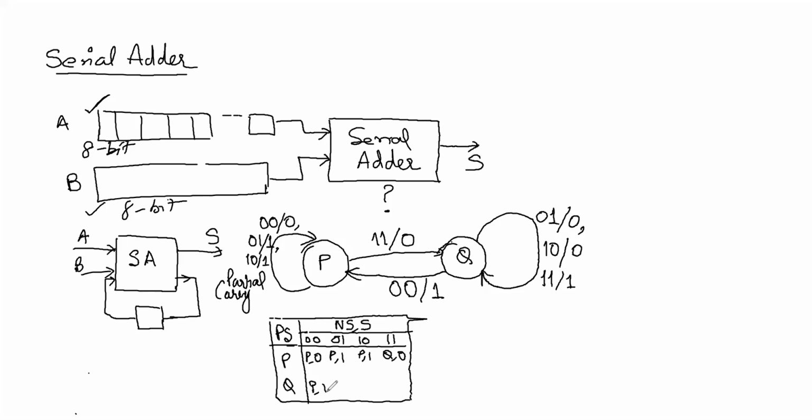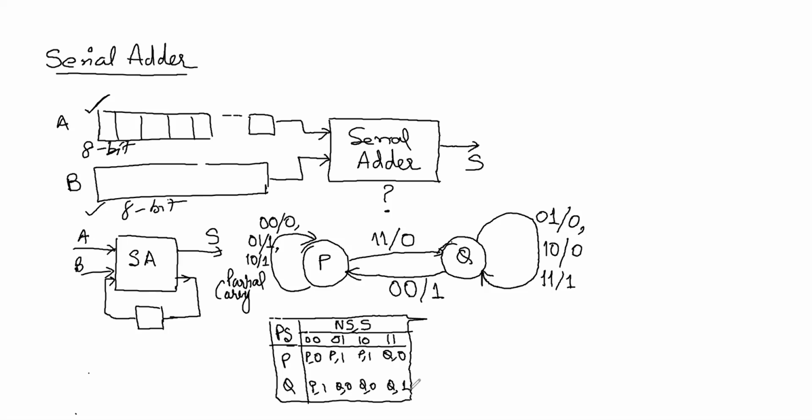For all others, I remain in the same state with output 0 in these two cases, and in this same state with output as 1. This is another way of describing the state table in alphanumeric form, that means using the state names. We have not assigned the code yet.